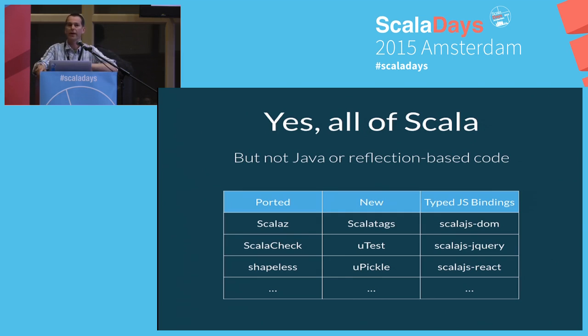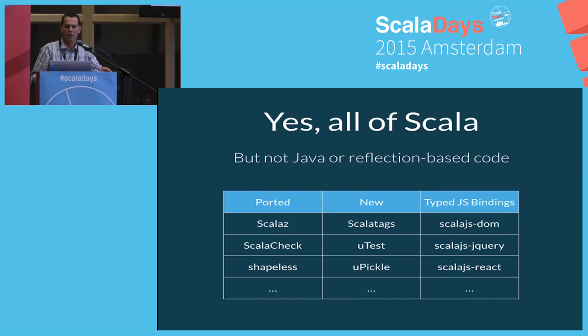And there are new libraries appearing. So Scalatags is a kind of DSL for markup. Microtest for unit testing and MicroPickle for serialization. And these are new frameworks, new libraries that are built from the ground up for Scala.js and the JVM. And as I mentioned, there are various typed bindings that you can use for React and JUnit. And over the weekend, in my mailbox, I see someone had put some bindings in for Google Maps as well. So it's an ongoing, growing community there.